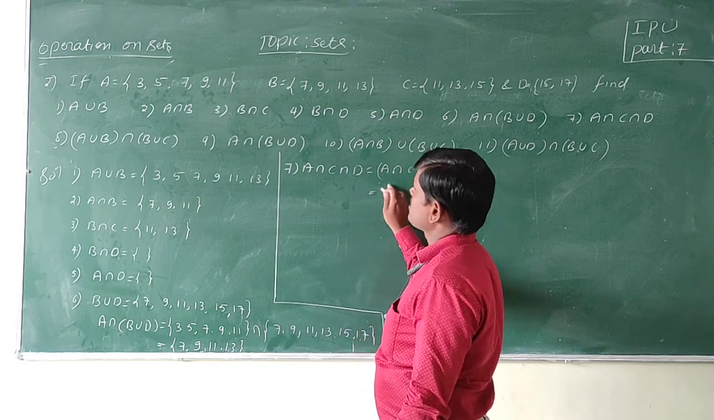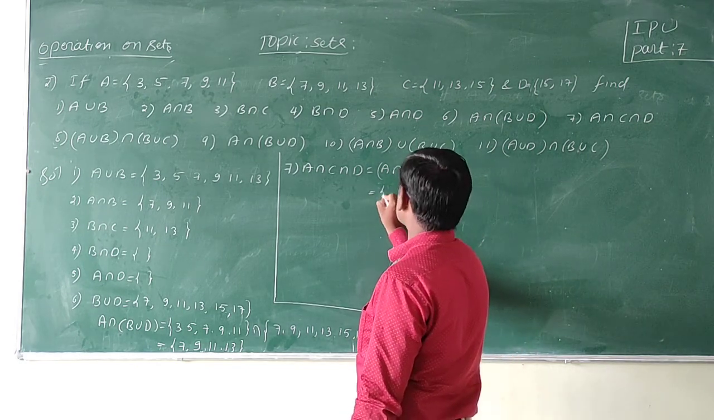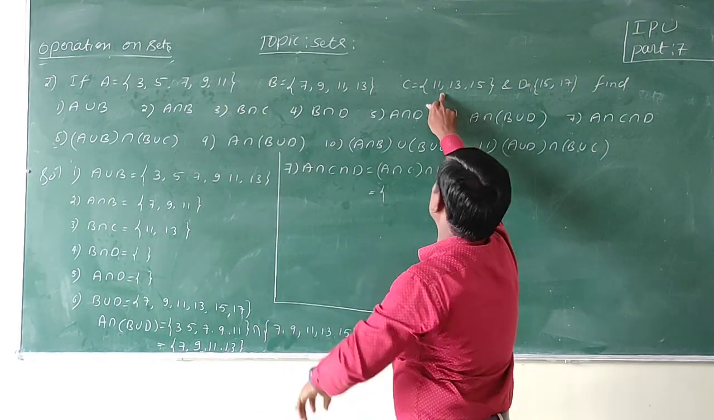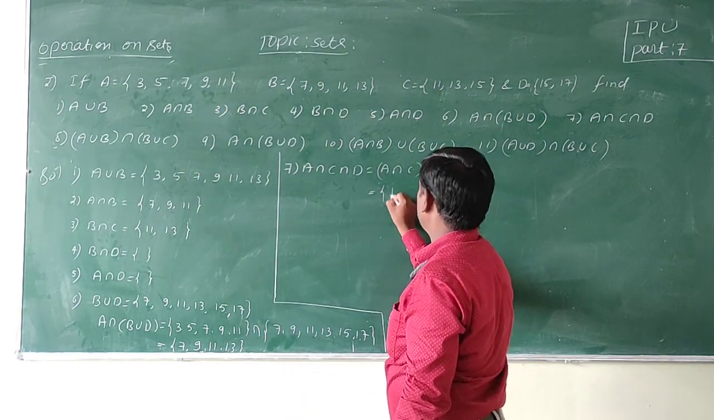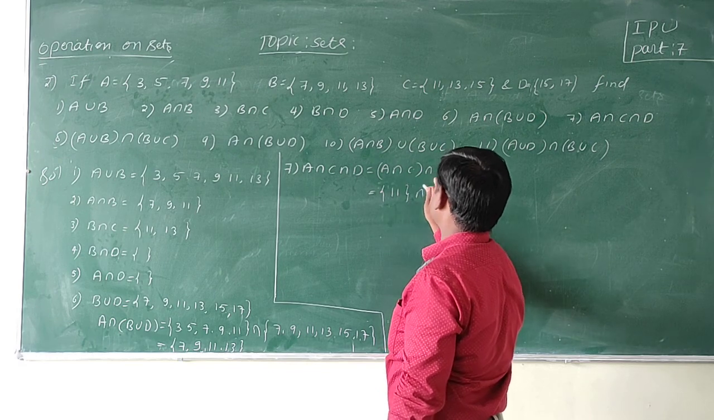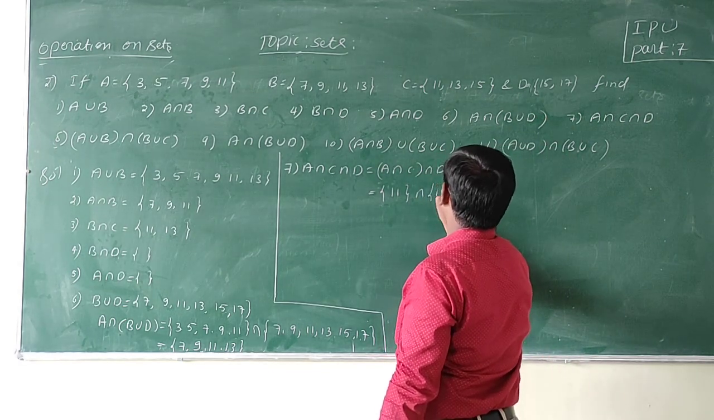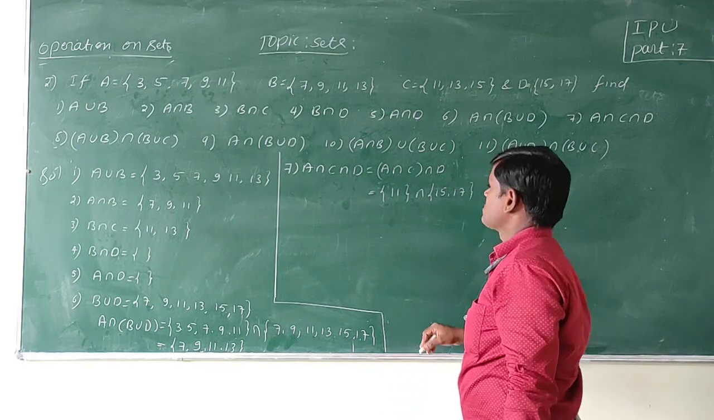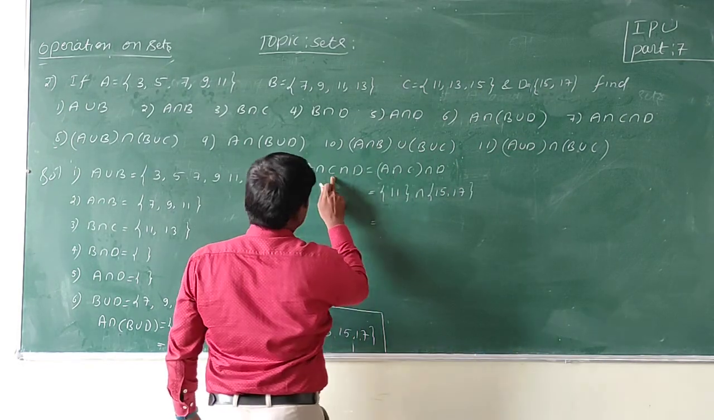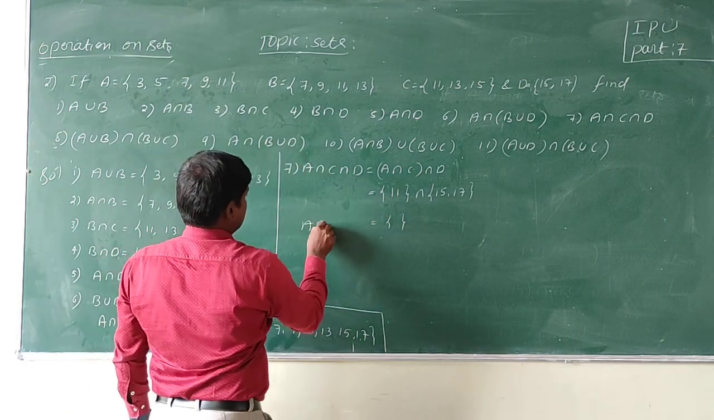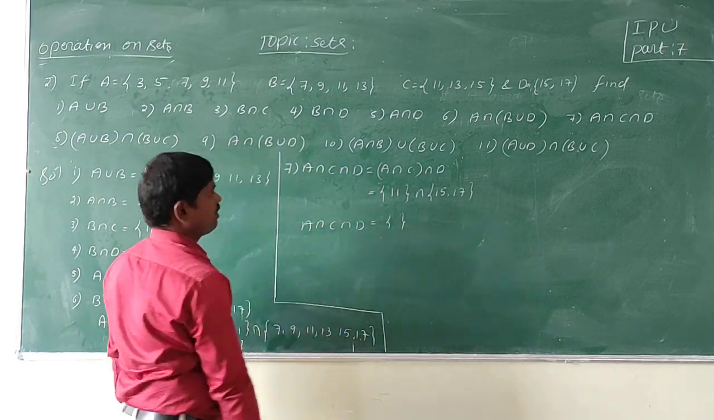A intersection C is equal to what? The common elements in A and C: that is 11, only 11. So 11 is A intersection C. And intersection with set D, which is 15 and 17. Therefore A intersection C intersection D is equal to the null set.